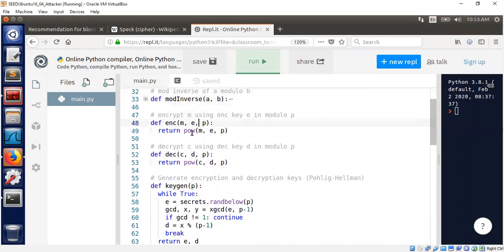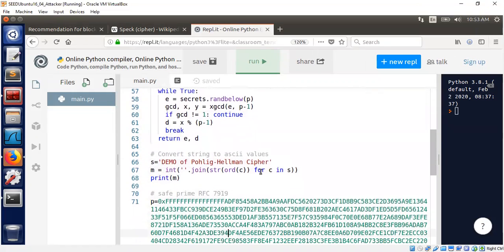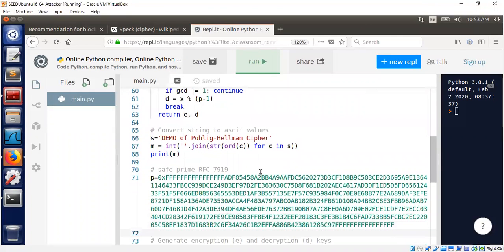The encryption function is very simple: M power E mod p. Similarly, the decryption function is C power D mod p. As you can see, there's no difference between encryption and decryption. I could have written just one function, but for readability I wrote two different functions. So we have encryption, decryption, and then our test code here.